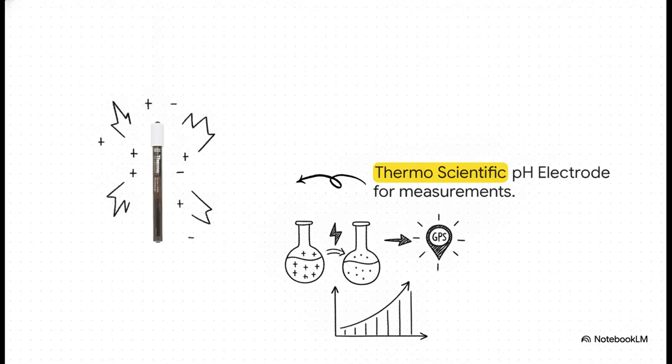Instead of color, this device uses electricity. It relies on something called the Nernst equation to track the activity of hydrogen ions with pinpoint accuracy, measuring the voltage difference between the inside of the probe and your sample. Honestly, it's like a highly sensitive GPS for our acid-base map.